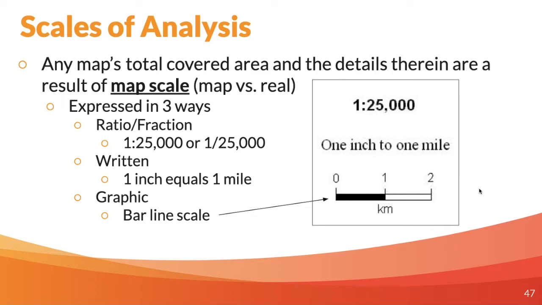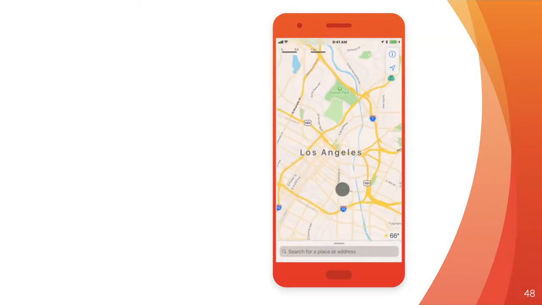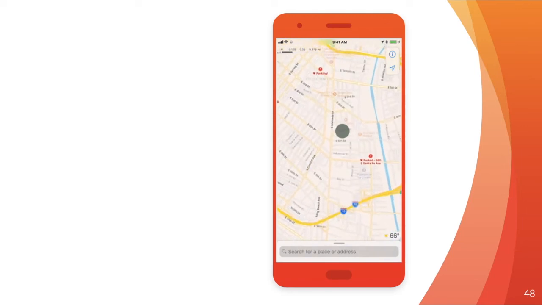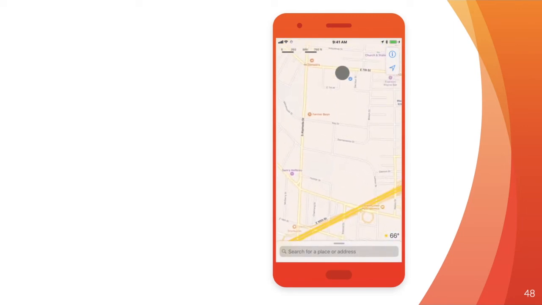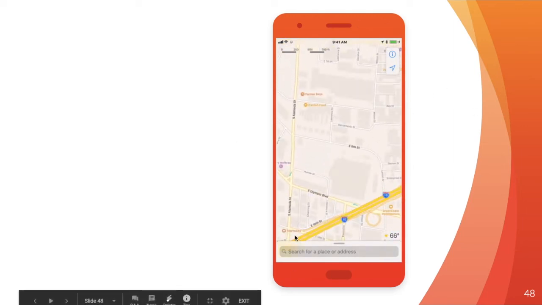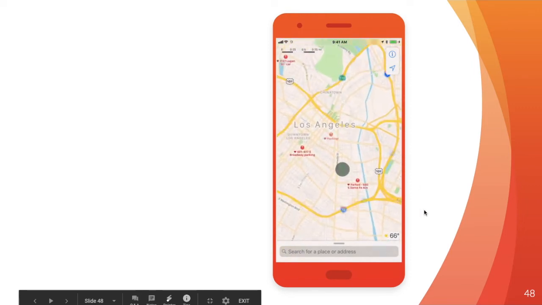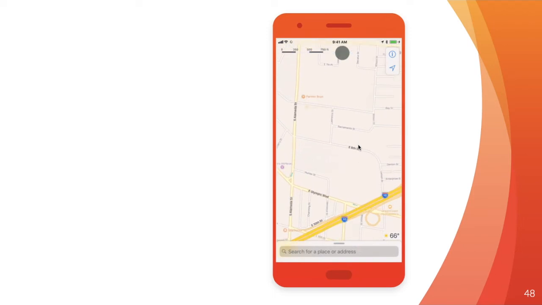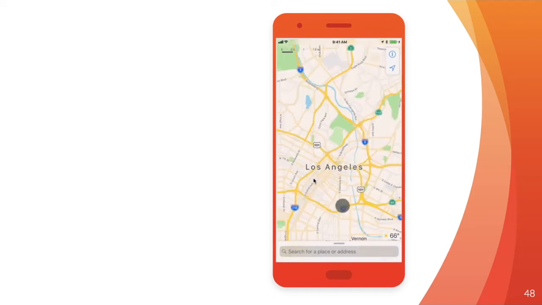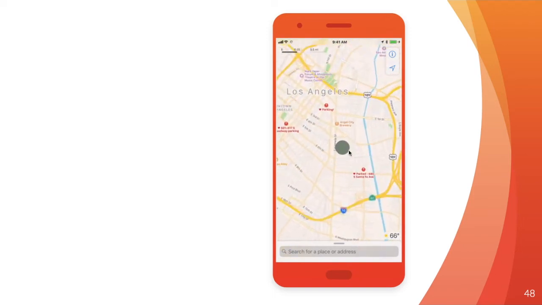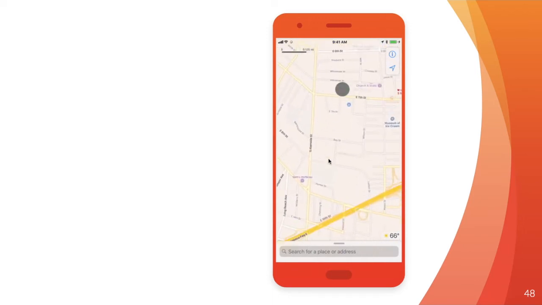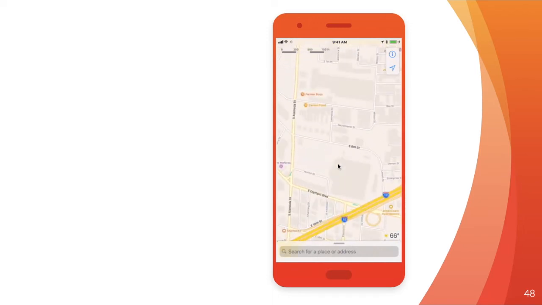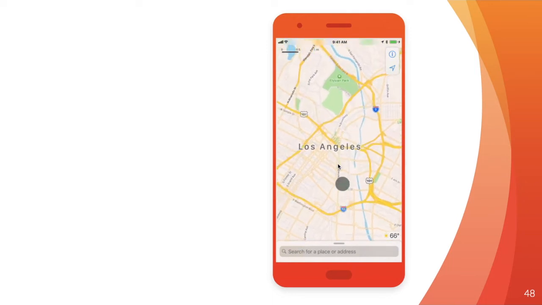All different maps have different scales, and it makes a big difference in how we're assessing that map and what kind of information we're getting from it. So as you look at this particular map shown in this animation here, as you zoom in on your phone, for example, you're looking at Google Maps, we're looking at the city of Los Angeles. As you zoom in, notice a lot of things are happening. First of all, we're moving to a larger scale.